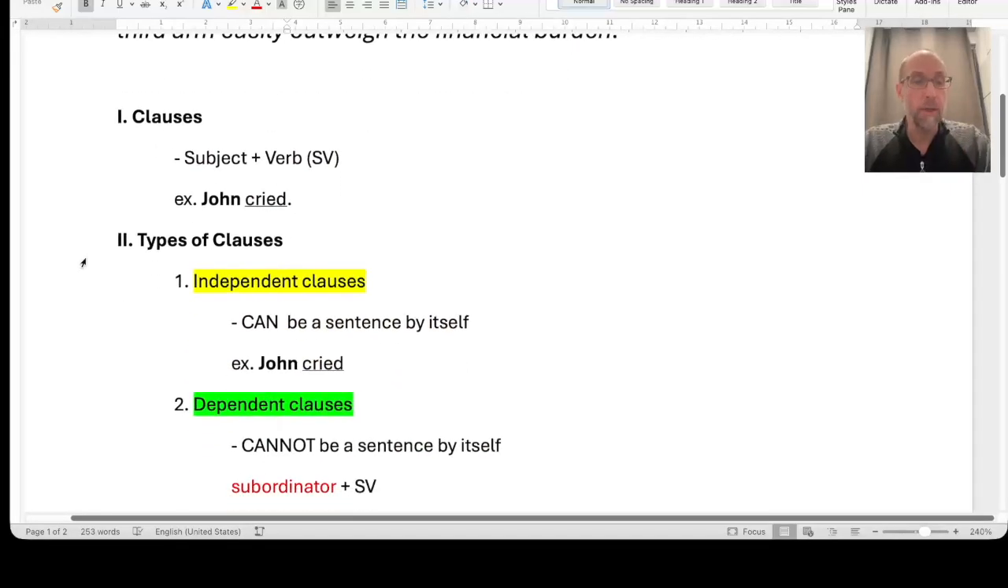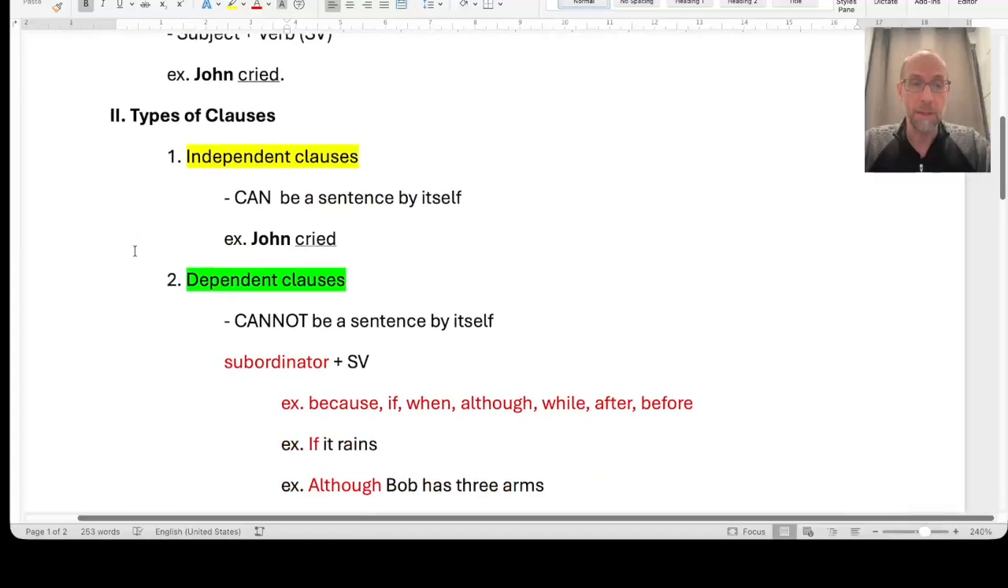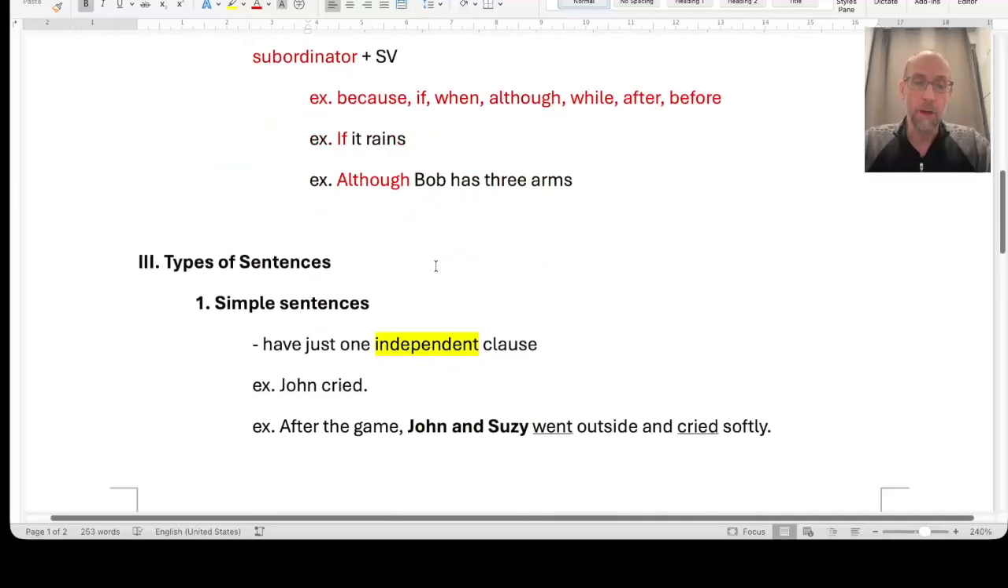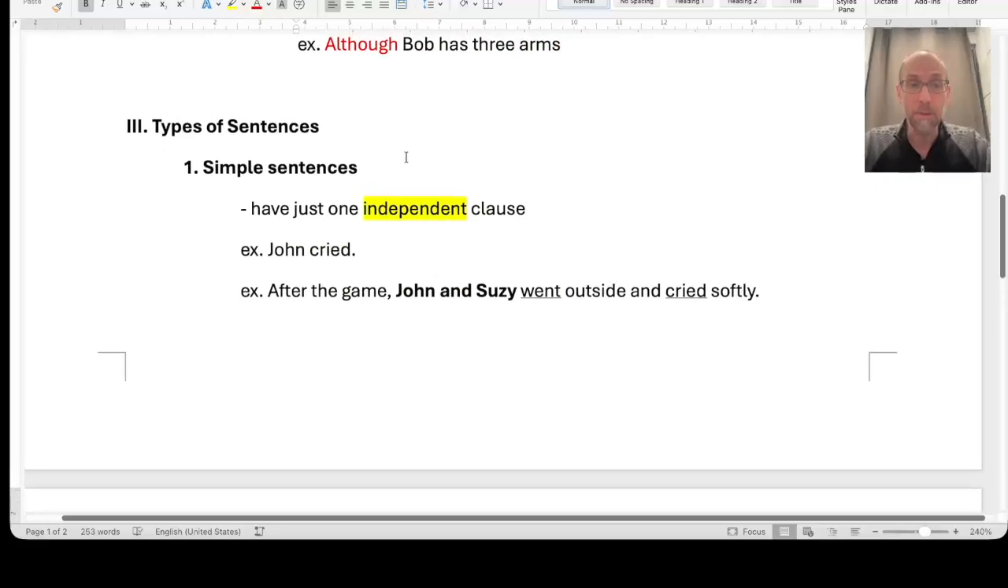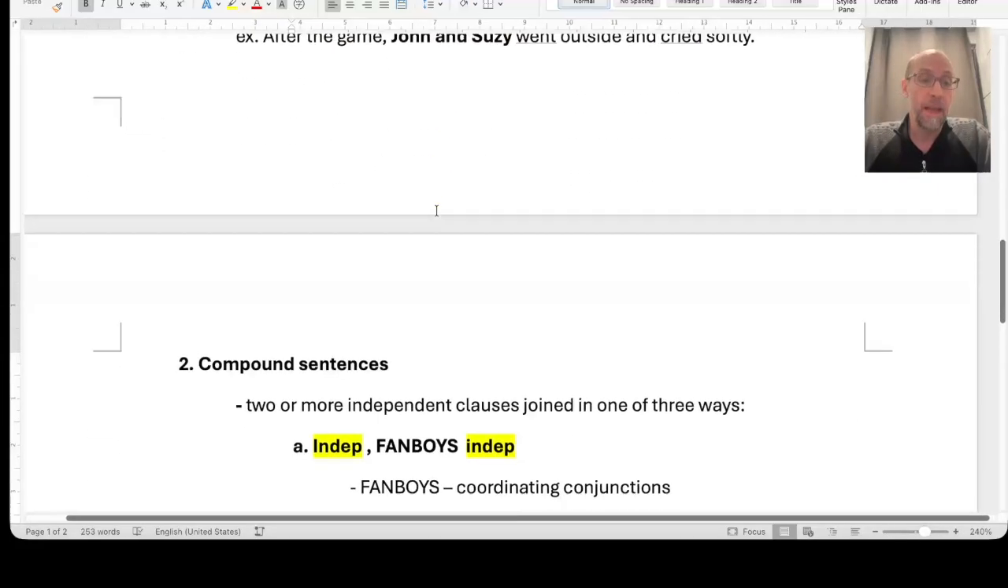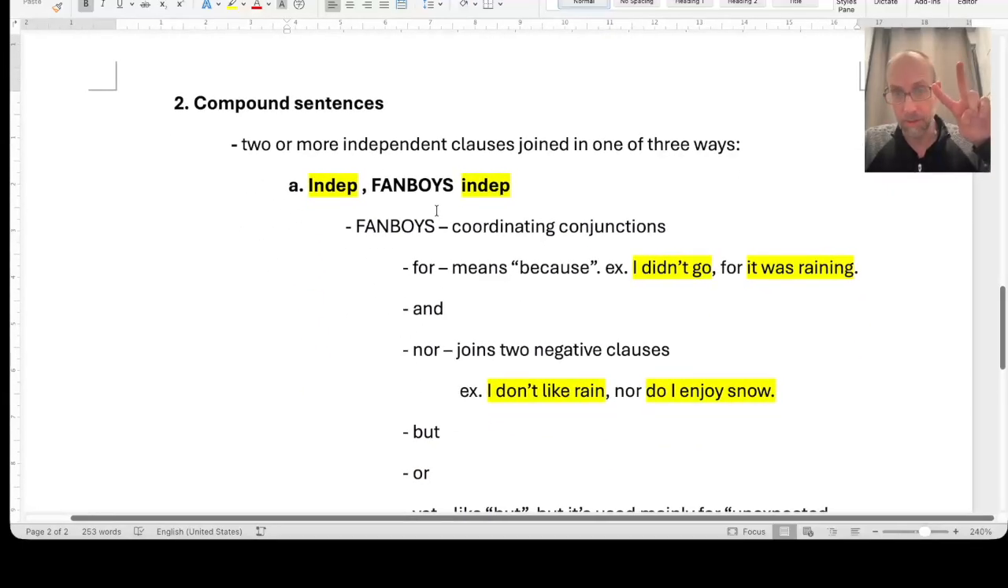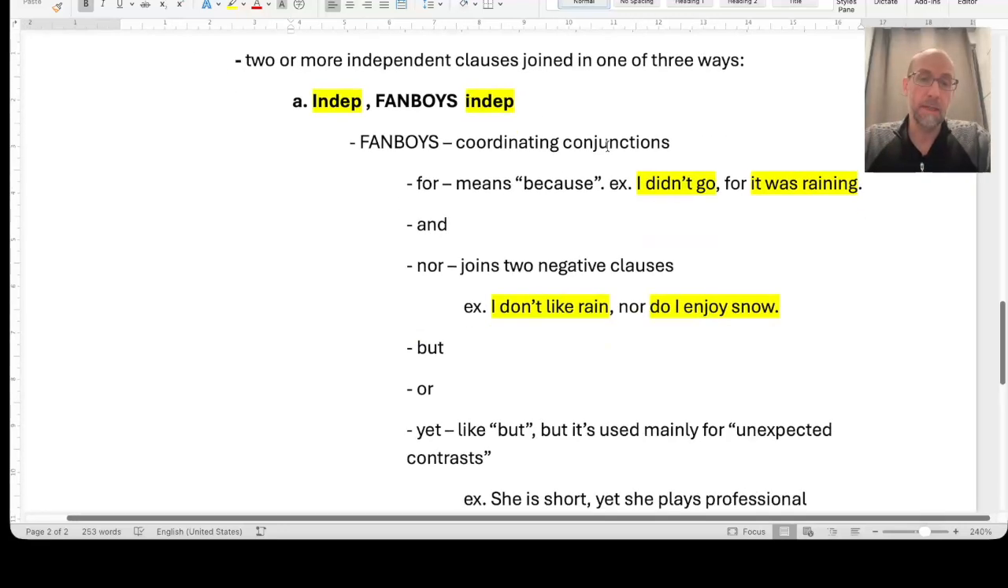Okay, let's review. The first time we learned about clauses and the different types of clauses, independent clauses, dependent clauses. Then we moved on to types of sentences and we looked at simple sentences, which contain just one independent clause. Then we moved on to compound sentences where we have 2 independent clauses and we join them together in one of 3 ways. In video 2, we looked at the first of the 3 ways. That was independent clause, comma, fanboys, independent clause.